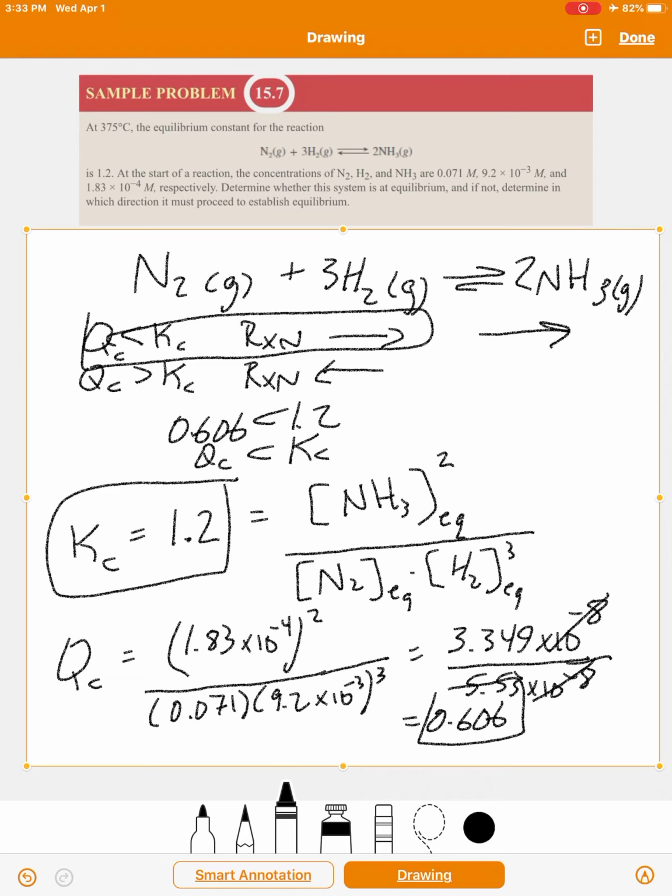Okay, so this doesn't ask you to do any calculations based on that, just to predict which direction it's going to go. We could answer by just saying it's going to go to the right. But we could also say, look, this is going to go up by 2x because of that 2 there, and then this is going to go down by 3x, and then this is going to go down by x, 1x, really. Okay? So there you go. Sample problem 15.7.